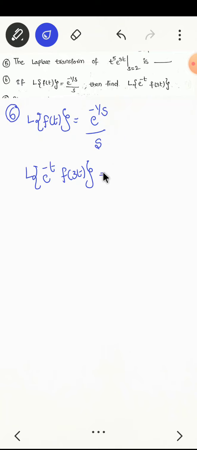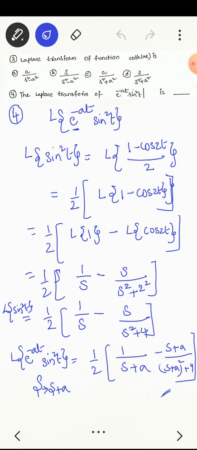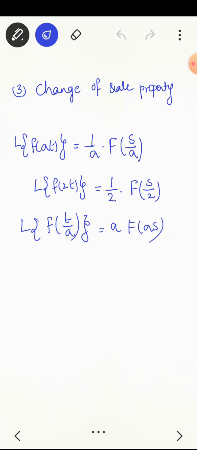Okay, so how will you do? First you just keep this thing aside, because as we are seeing in previous problems, then you just see Laplace of f of 3t. We have Laplace of f of t but we don't have Laplace of f of 3t. How will you find it? As I was saying, change of scale property, f of 3t can be written as 1 by 3 function of s by 3.